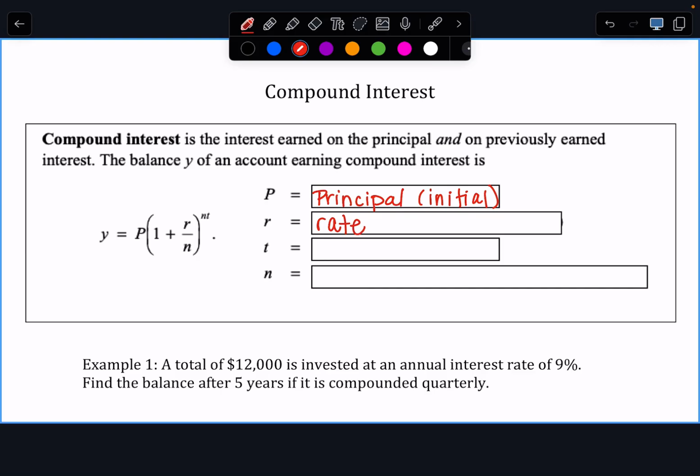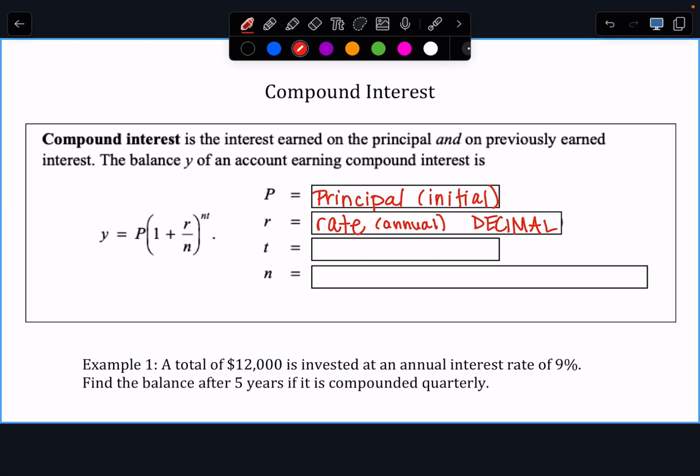Okay. Again, you need this to be in decimal form, not percentage form, okay? And they will describe this as an annual rate, okay? Because the rate is going to stay the same throughout the year. It's not going to change, okay?